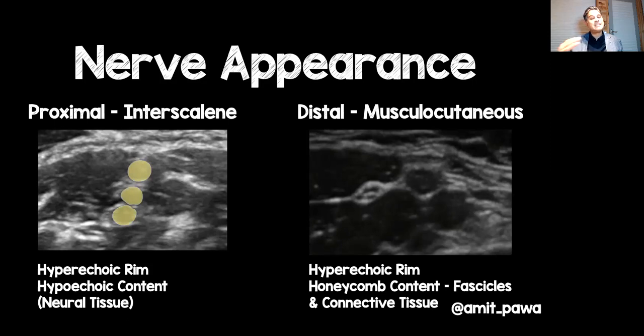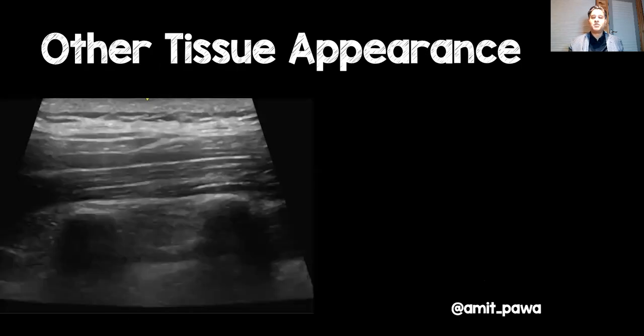But as you go more distal, as you collect more connective tissue, you tend to get this hyperechoic rim, but with a honeycomb content. This is an example here of the musculocutaneous nerve, a very large musculocutaneous nerve lying in the arm there. So that's kind of a classic nerve appearance. But what about other tissues?